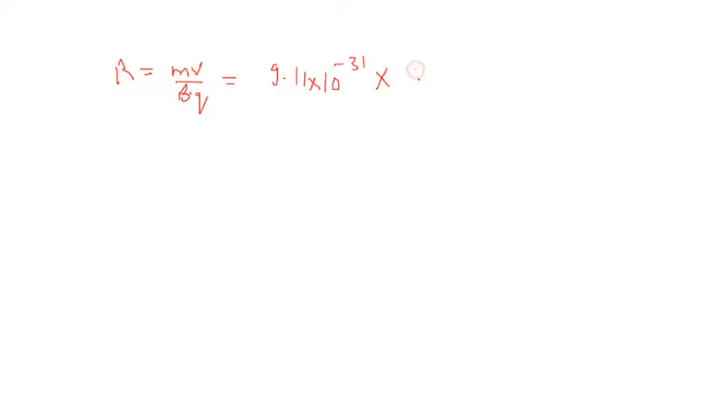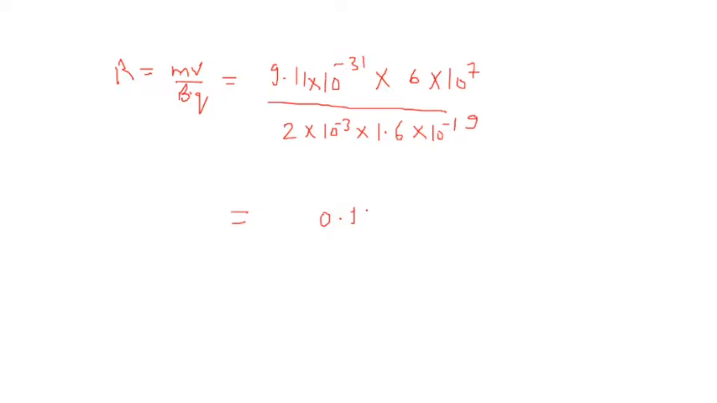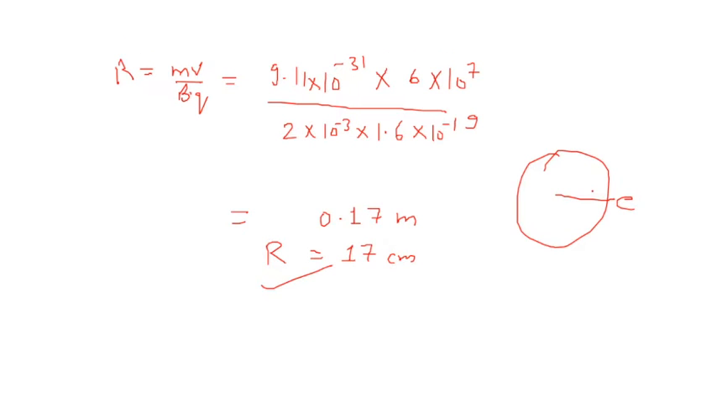What is the speed? We have already calculated it: it's 6 into 10 to the power 7, divided by B, which in the question is given as 2 into 10 to the power minus 3, into Q. We know the charge on the electron: it's 1.6 into 10 to the power minus 19. When you solve this whole thing you get 0.17 meter, or you can write it as 17 centimeters. So this is the radius of the circle in which our electron will move when the electric field is set to 0.